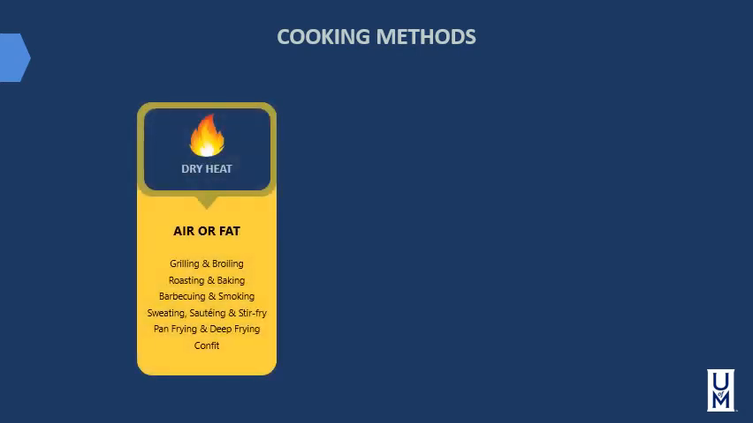There are three different kinds of cooking methods. Dry heat methods involve air or fat. These are methods such as grilling and broiling, roasting and baking, barbecuing and smoking, sweating, sauteing, and stir fry, pan frying and deep frying, and confit.